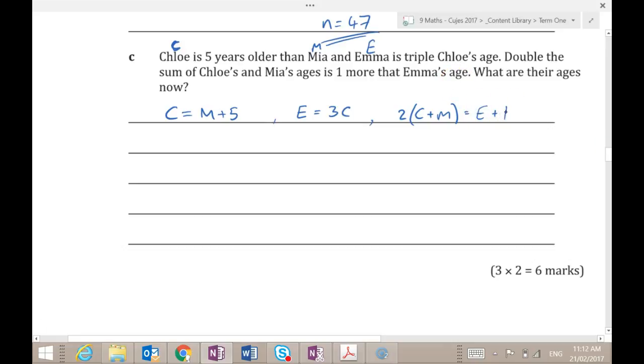So this is pretty tricky. We've got 3 different equations to try and solve. But we can still do it using substitution and it will work out just fine.